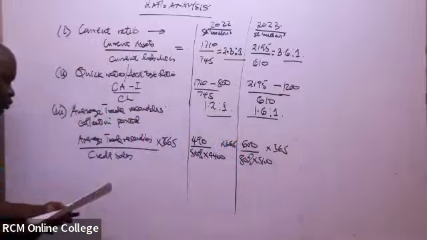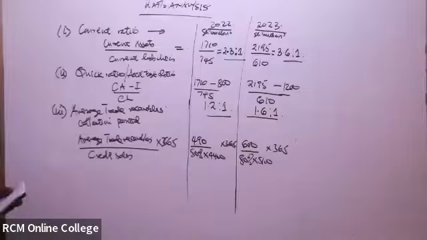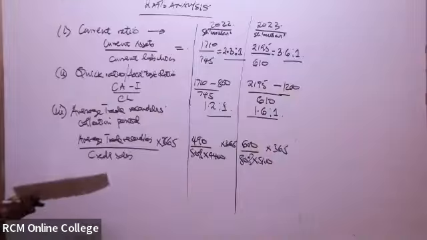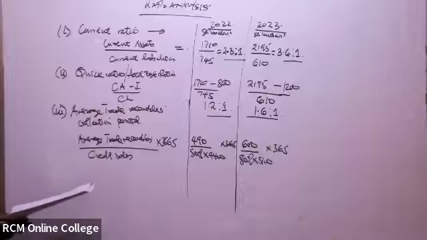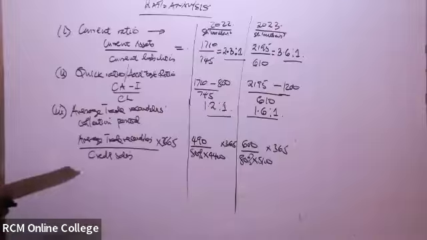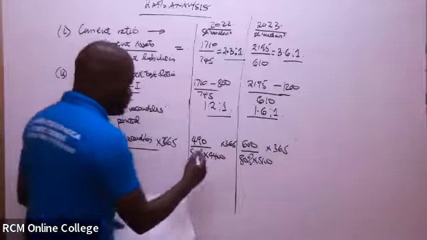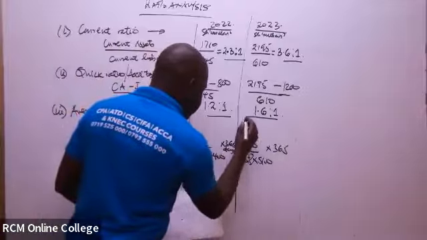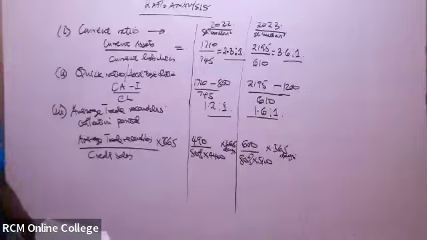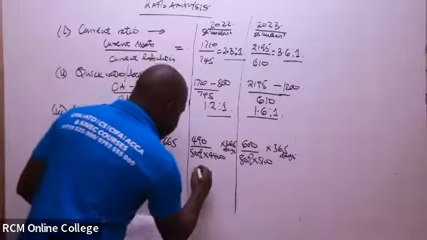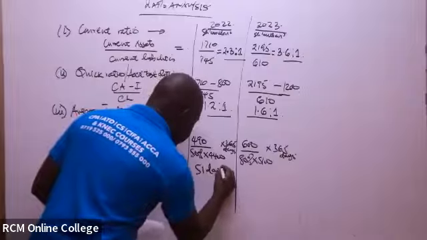So what do you get for the first one? 490 over 80% multiplied by 4,400, multiplied by 365 days. Because those are days, you can put days there. You're getting 50.8 days. So averagely, you can say 51 days.